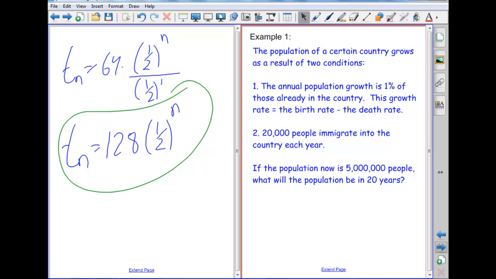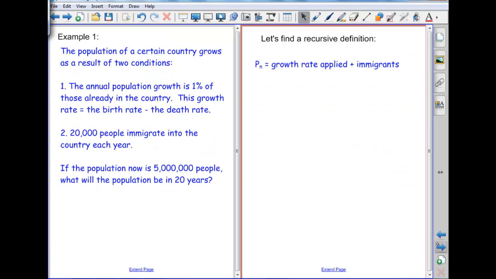Go ahead. What if we said that the 1% growth includes the 20,000 people? But it doesn't. Then we could just say it's geometric. And could continue from there. But the whole point is to set this up as two things. Now, let's come up with a recursive definition and we'll just do it in the calculator.